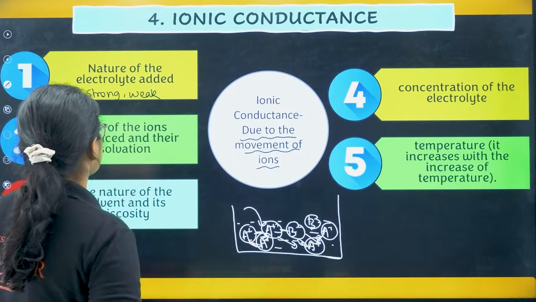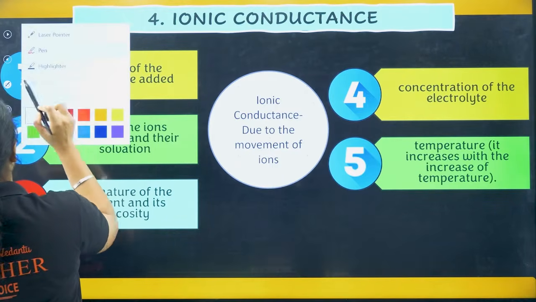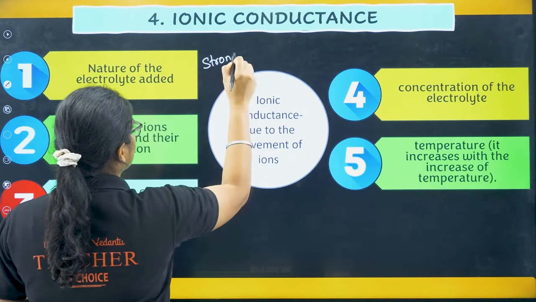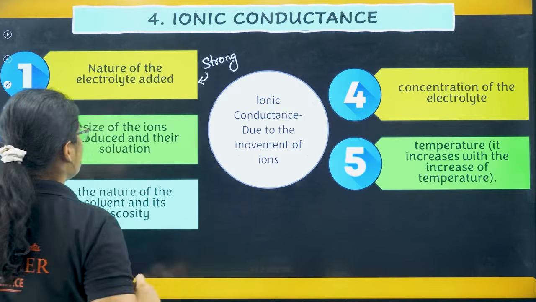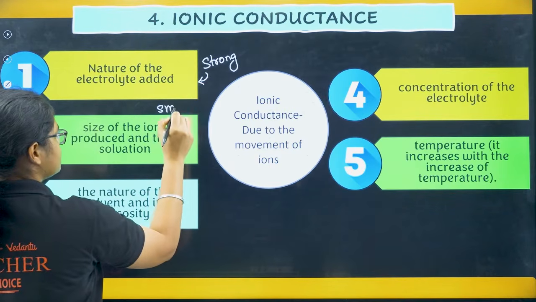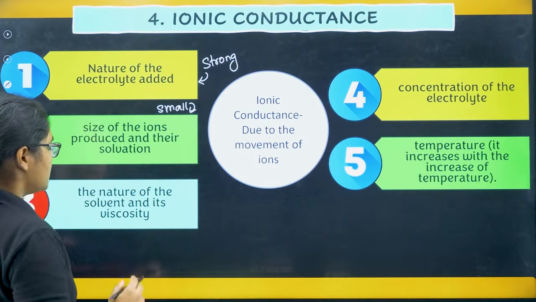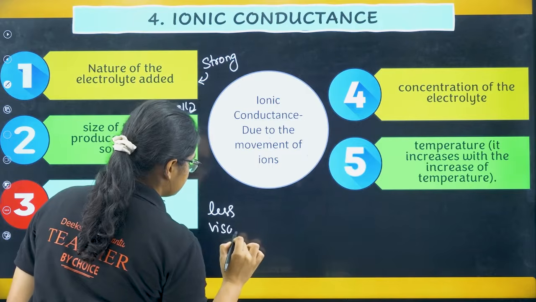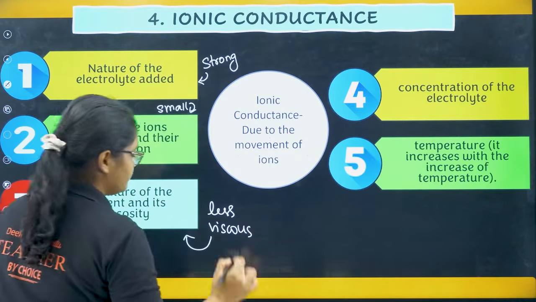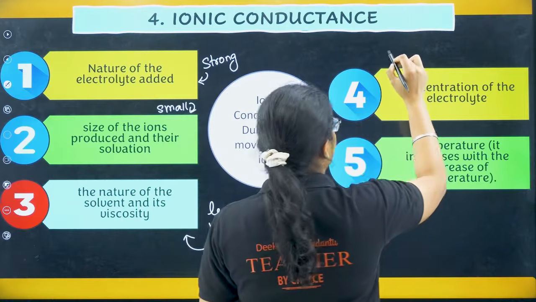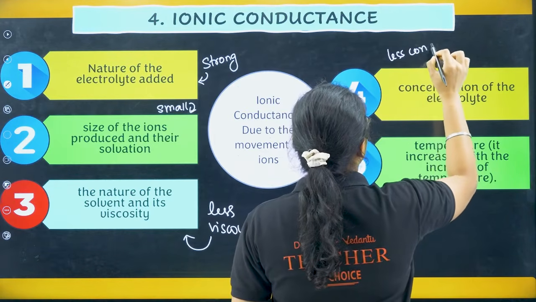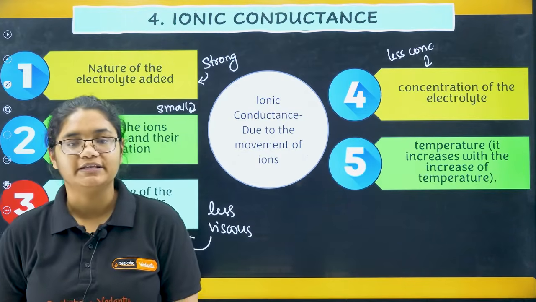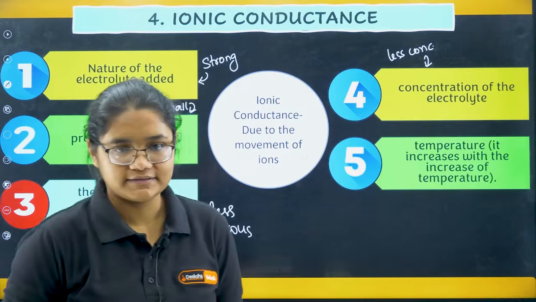So what we have understood: nature of the electrolyte, a strong electrolyte will conduct better. Next, size of the ions, small size will be better. If less viscous, it will be better. Next, concentration, less concentration will be better. And temperature, as I've already said, if you increase the temperature, the conductivity will increase.